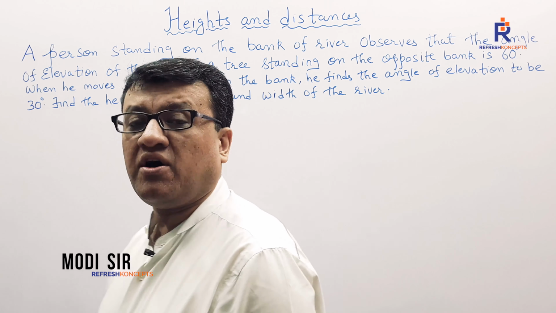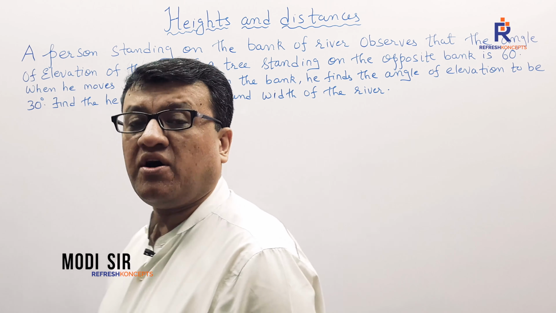So, as we have discussed in the previous sums also, for word problems based on heights and distances, we need to be very sure of our diagram, and the moment our diagram is correct and more precise, our sum is partly solved. So let's go for the diagram for this sum as well. What does the question say? A person is standing on the bank of the river and observes that the angle of elevation to the top of the tree standing on the opposite side of the bank is 60 degrees. So what exactly does the question want to say?